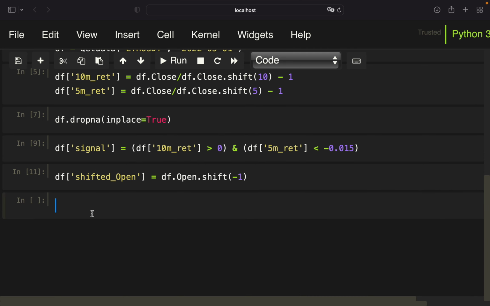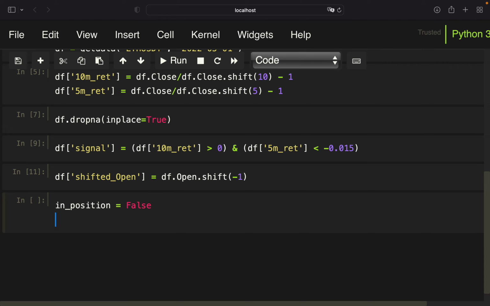So let's first of all define some variables. I want to have a Boolean variable for whether I'm in a position or not. Initially I'm not in a position, so I'm setting that to false. Then I'm creating some empty lists where I store some information. I need buy dates and buy prices, creating 2 empty lists for that, and same for sell dates and sell prices.